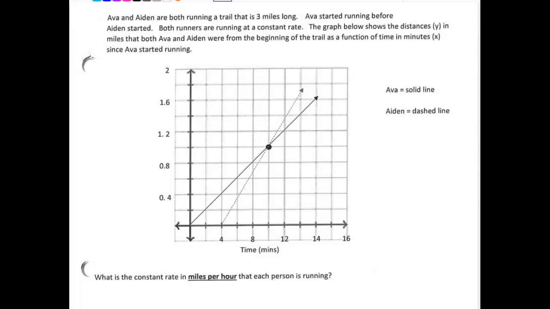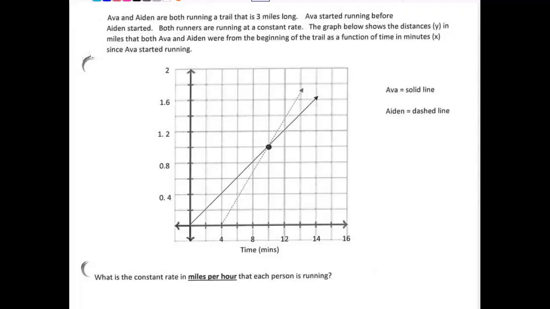Right, this is your graphing linear systems warm-up before your test. Let's go over this together. You had some time to work on it. This says that Ava and Aiden are both running a trail that is 3 miles long.